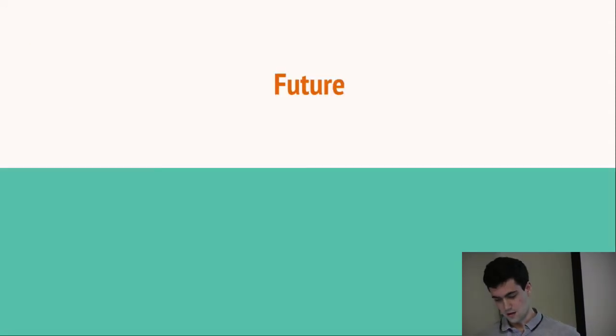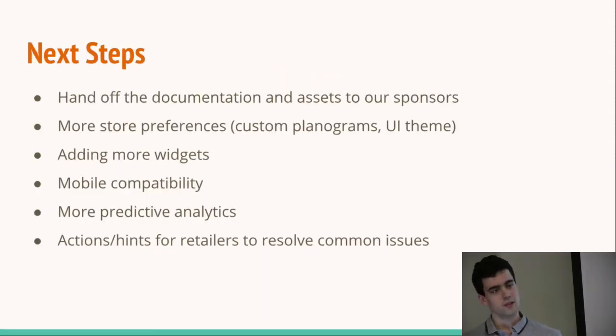In the future, we're definitely going to hand off the documentation and a lot of the resources to the sponsors so that they're ready to go and for future teams to work on. We'd also like to see more store preferences, such as custom planogram diagrams and UI themes. We'd also like to add some more widgets with different metrics. We've got a head start on progressive web apps for mobile compatibility, but that also needs to be fleshed out a little bit more. A couple bugs there.